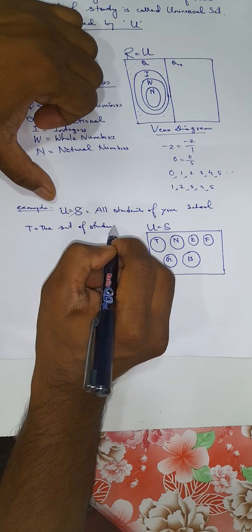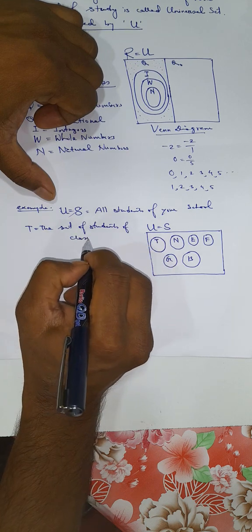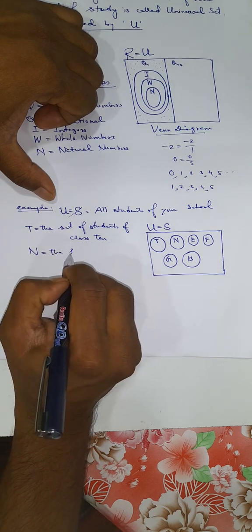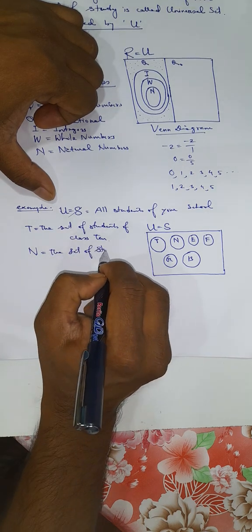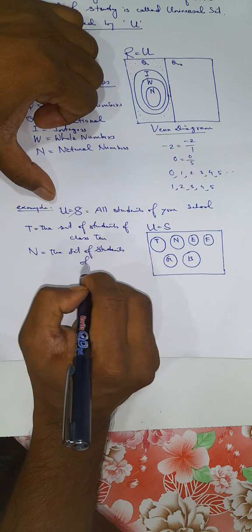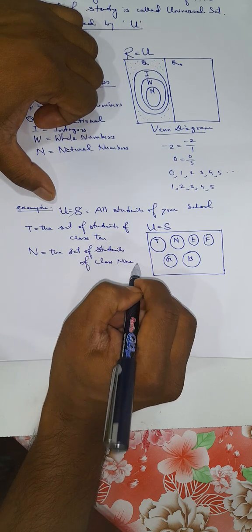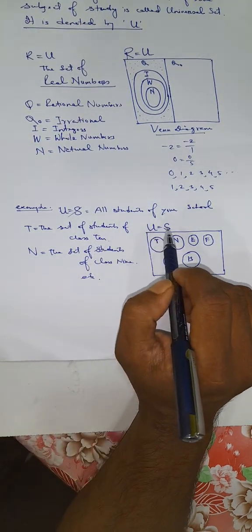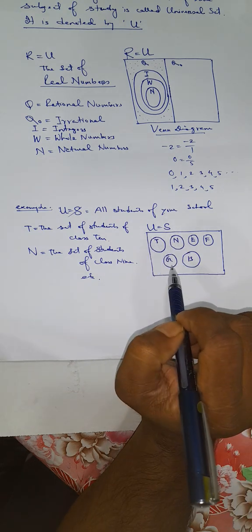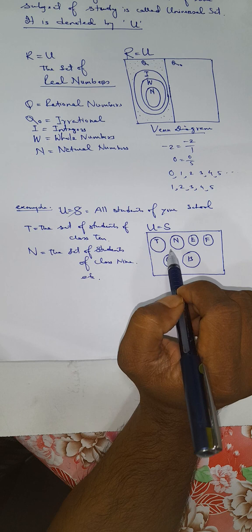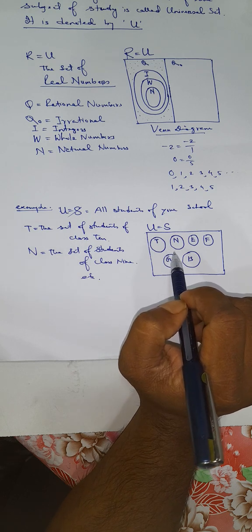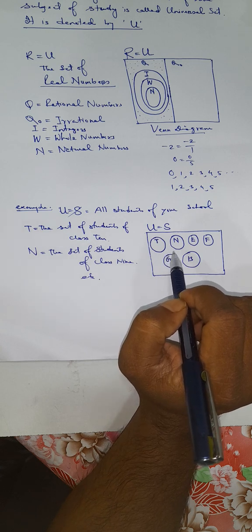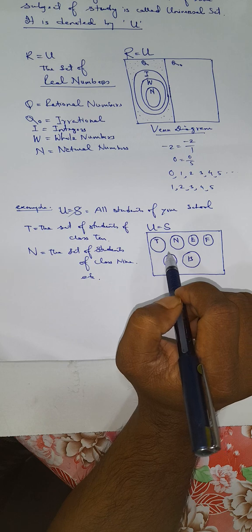students of class 10, and another equal to the set of students of class 9, etc. Now in this context, the set containing all the students of your school is the universal set, right? So in the context of a particular study, the set containing all the elements of that subject under study is called the universal set, right?